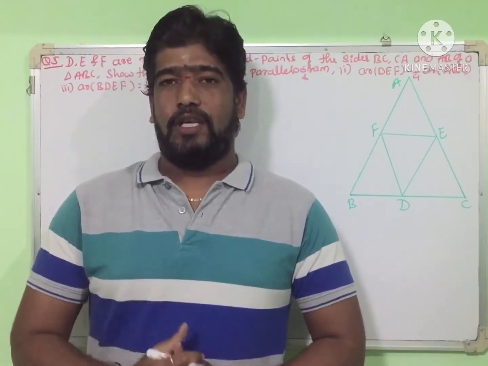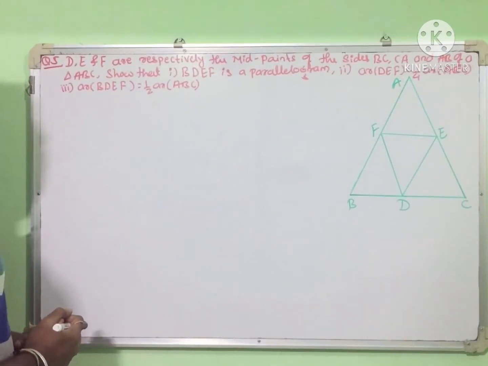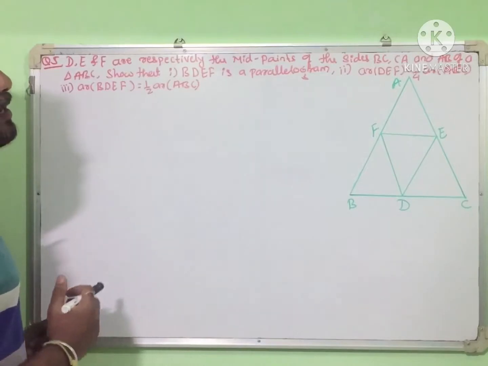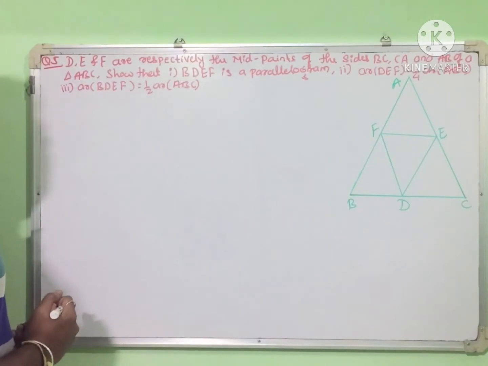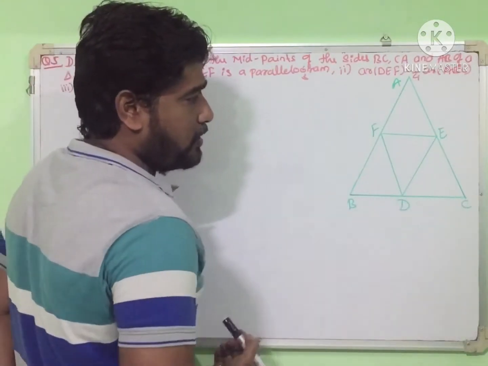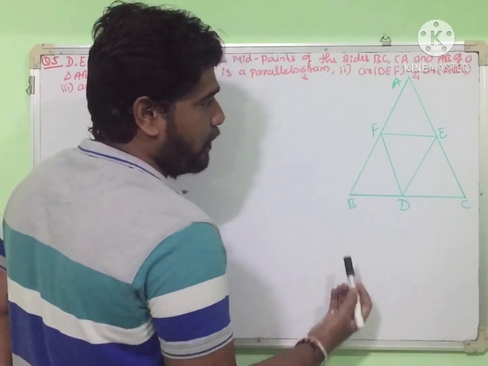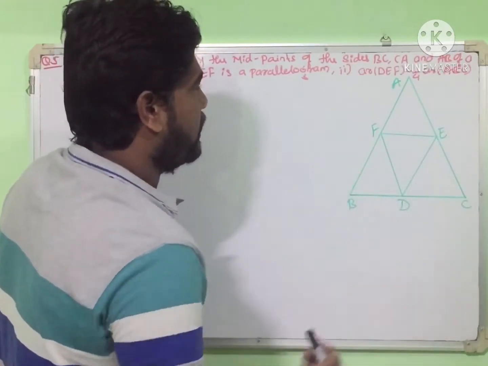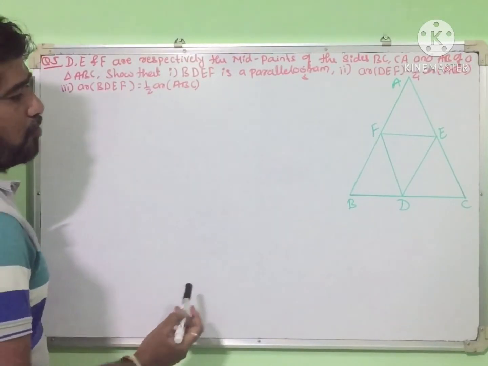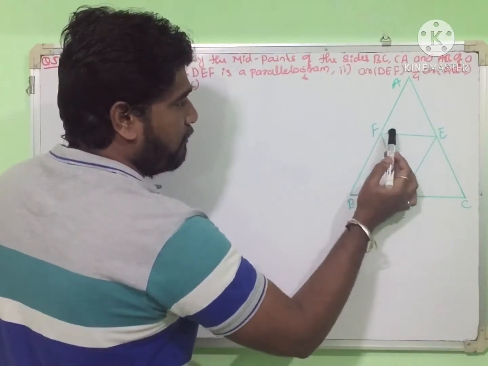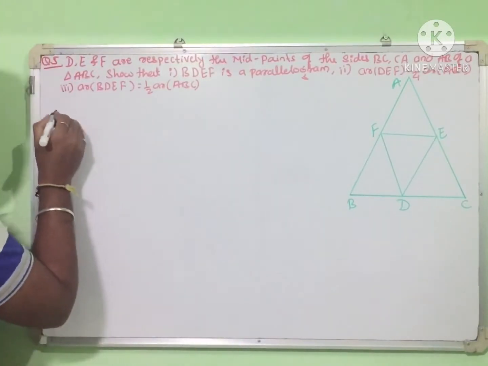Exercise 1.3. So today's section I am going to discuss the fifth problem. D, E and F are respectively midpoints of the sides BC, AC and AB of the triangle ABC. So here they have given ABC is a triangle. In that triangle F is the midpoint of AB, D is the midpoint of BC, and E is the midpoint of AC. Then show that BDEF is a parallelogram. We want to show this one is a parallelogram, right? So let me solve here.